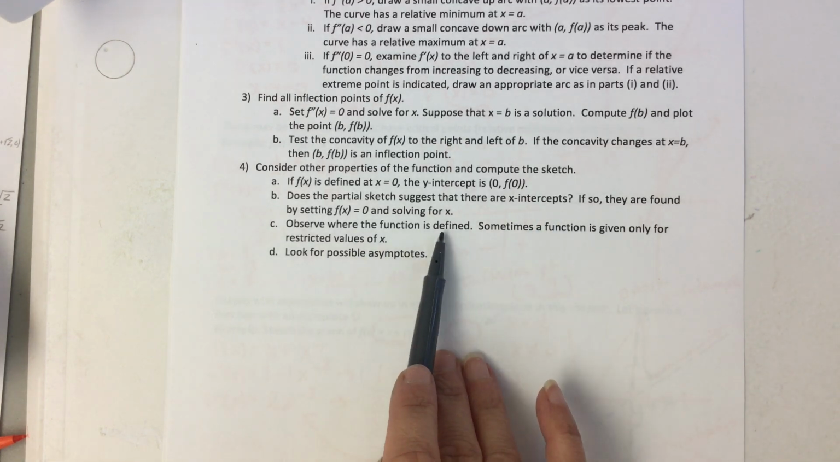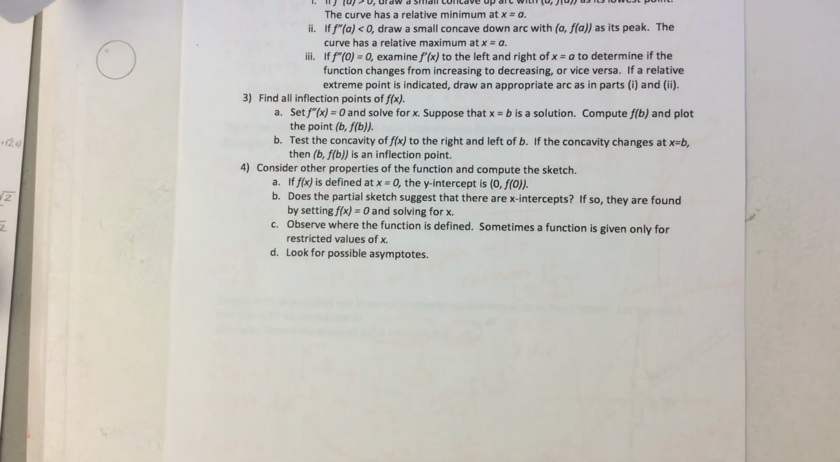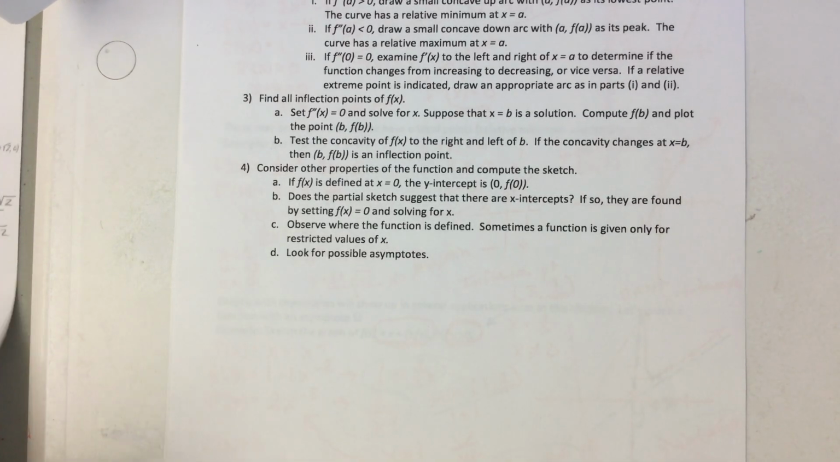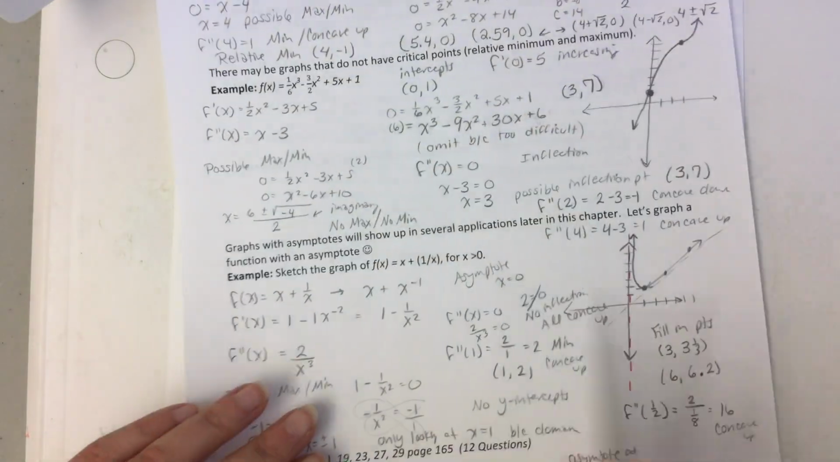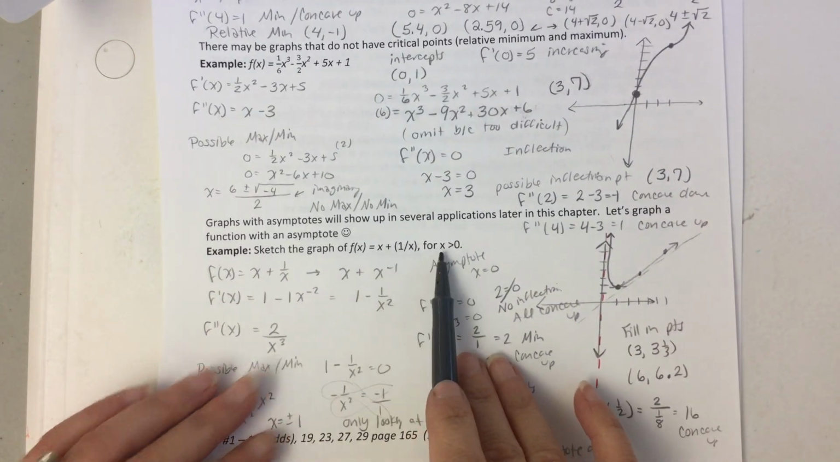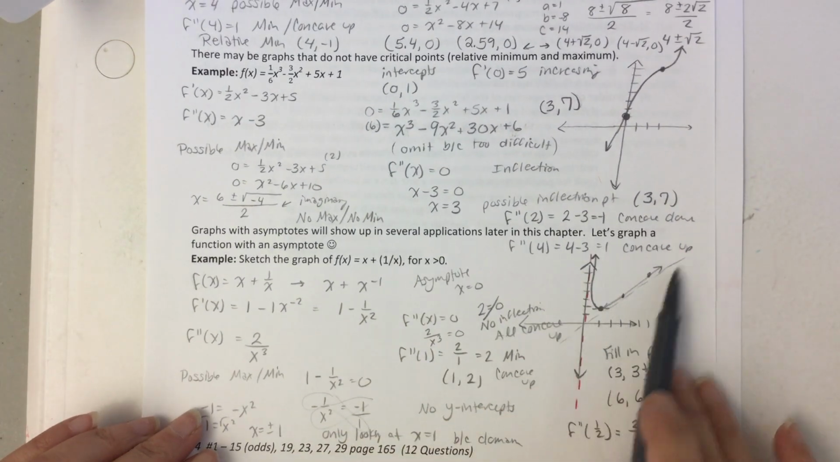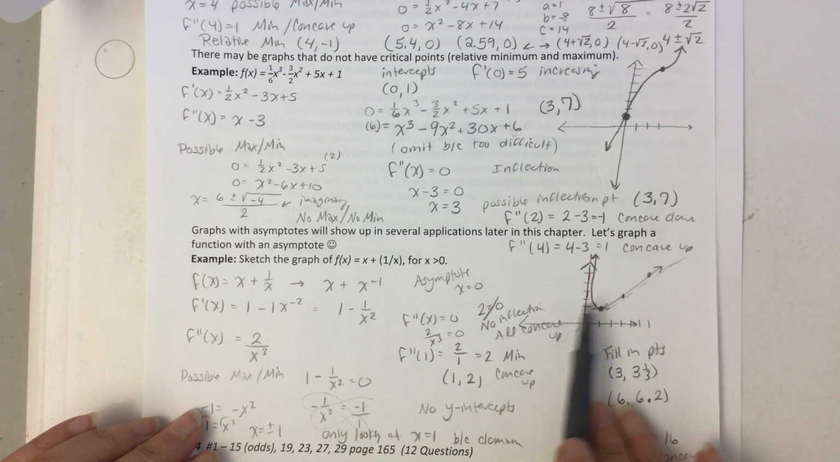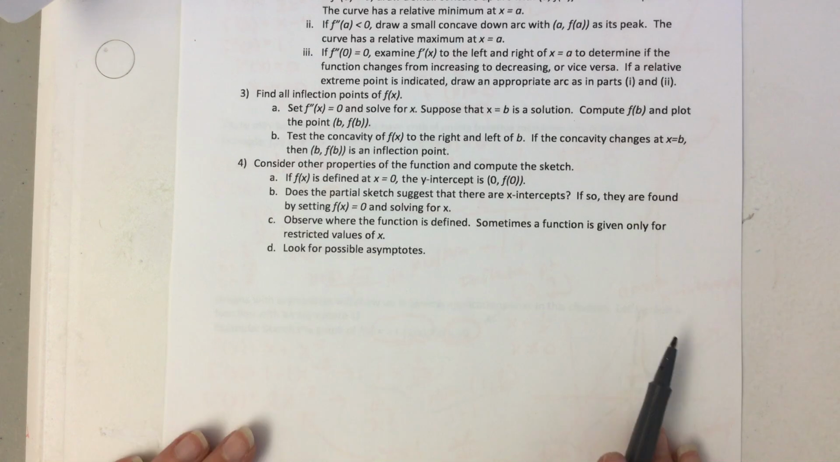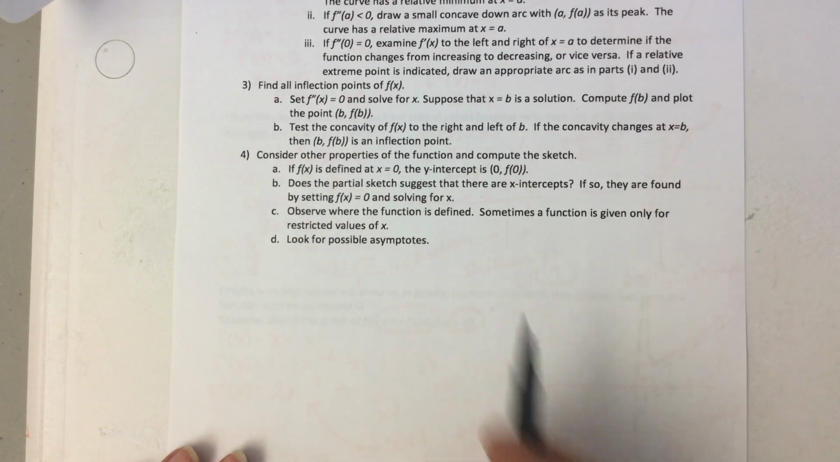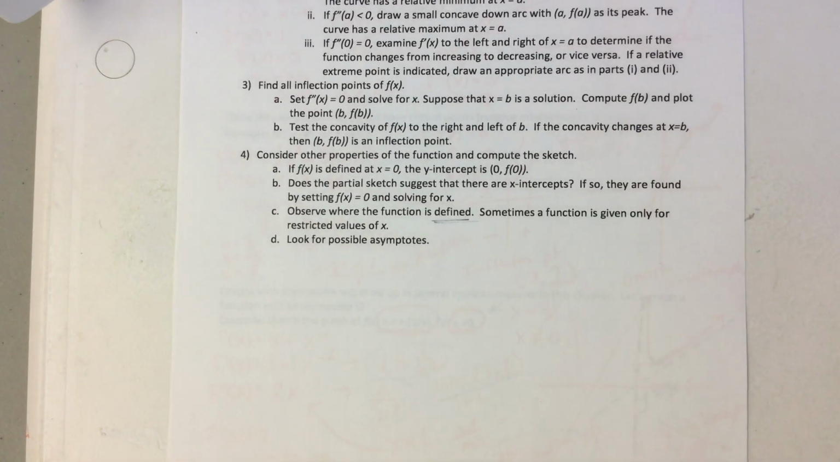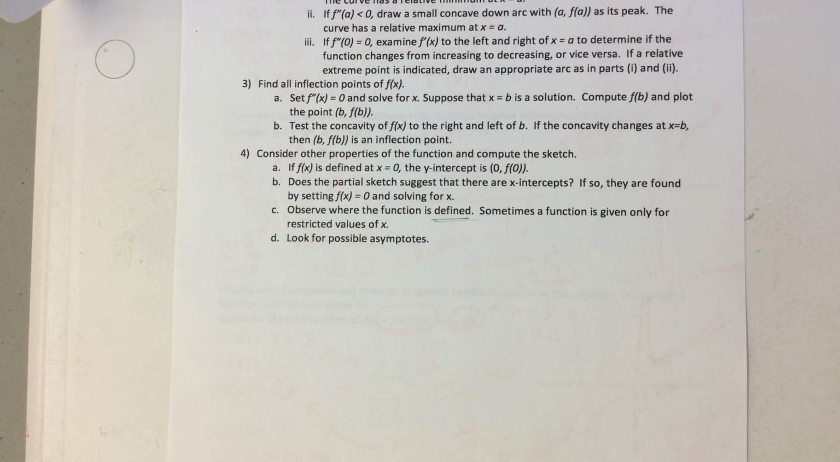Observe where the function is defined. That's like the last example. What they told us in the last example is that this is defined for x greater than 0. That's why we only went ahead and graphed on the right side. So you have to be careful. Lots of times when they give you problems, they're going to tell you where it's defined. You want to make sure that you only graph those x values.